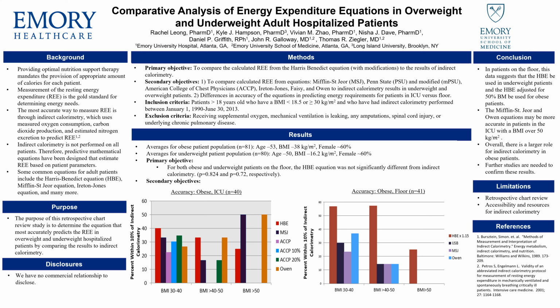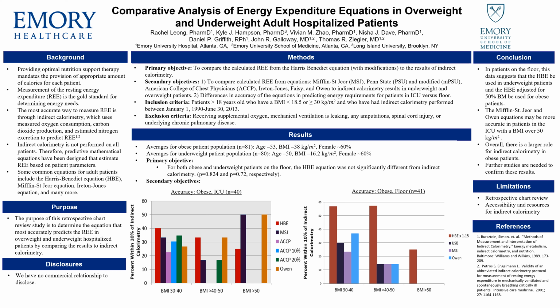Looking at the BMI 30 to 40 range, the HBE equation was superior. For the BMI greater than 40 to 50 range, the HBE and the Owen equation were superior. And in the BMI greater than 50 category, the Owen and MSJ equation were superior. In terms of looking at overweight patients on the floor, where there were 41 patients, again, the same X and Y axis. In the BMI 30 to 40 category range, the HBE equation was superior, as well as for the greater than 40 to 50 BMI and the greater than 50 BMI category.